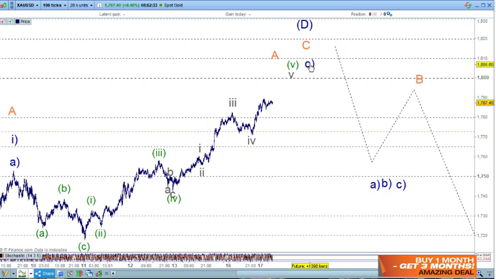So I should put that over there. I can put that there. I can put that there, or I can put this wave A here. So I've got a couple of things cooking here. So I just think we wait to see what we get.